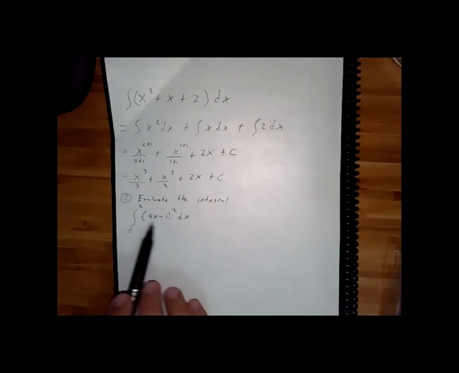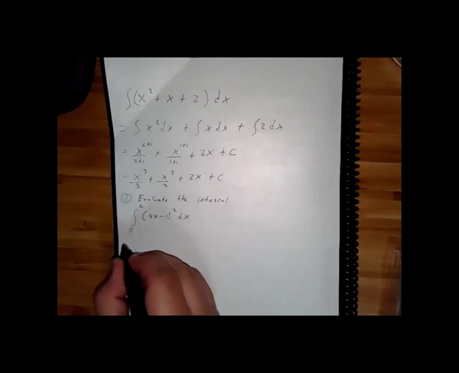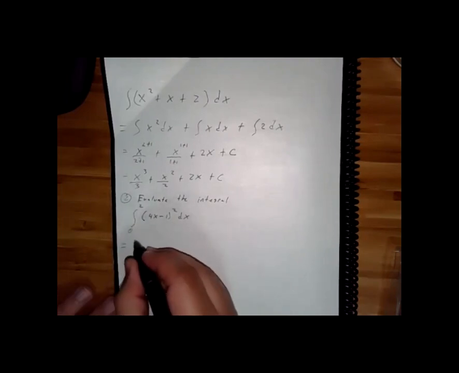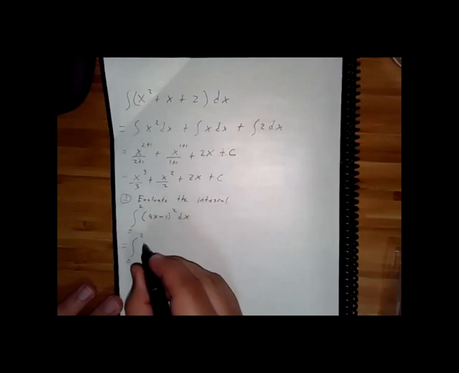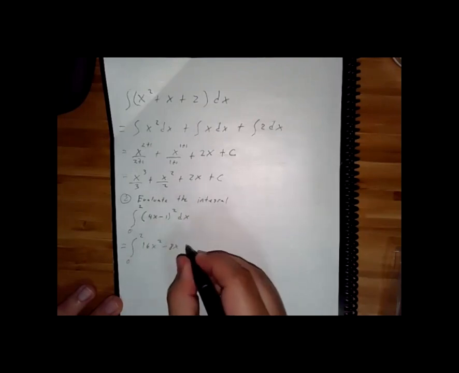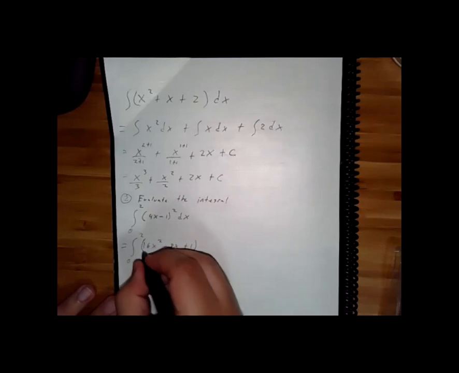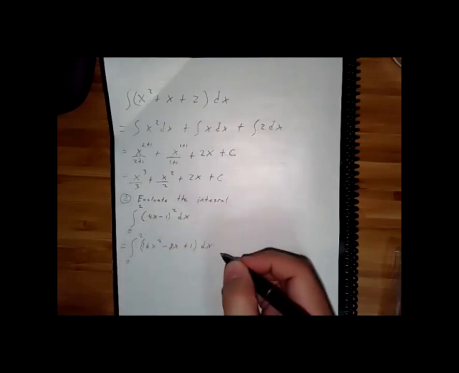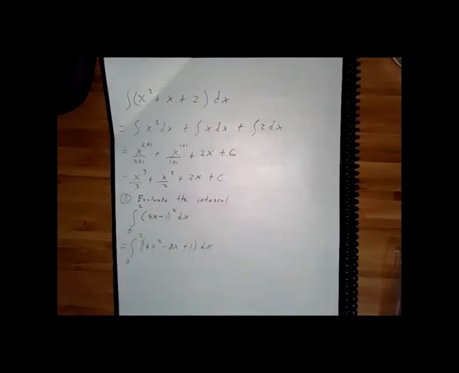I can't integrate this until I expand it, unless you use a special rule, which we're not going to talk about yet. So this would be the integral. Multiply this out. That would be 16x squared minus 8x plus 1, right? You guys double check me. Is that the same as this?